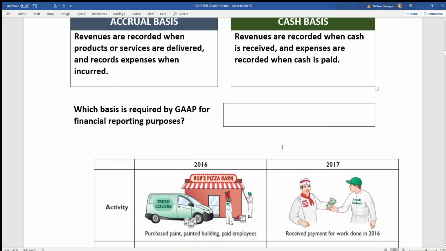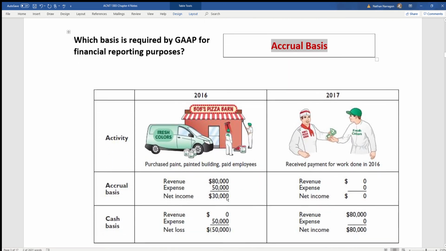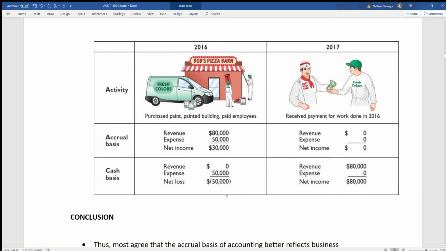So, of course, the best basis, the one required by GAAP, is going to be the accrual basis. This is the basis that we're going to be using in this class and pretty much throughout your accounting college career. Woo woo. So, of course, we've got a nice little graphic to even show you how this is done.